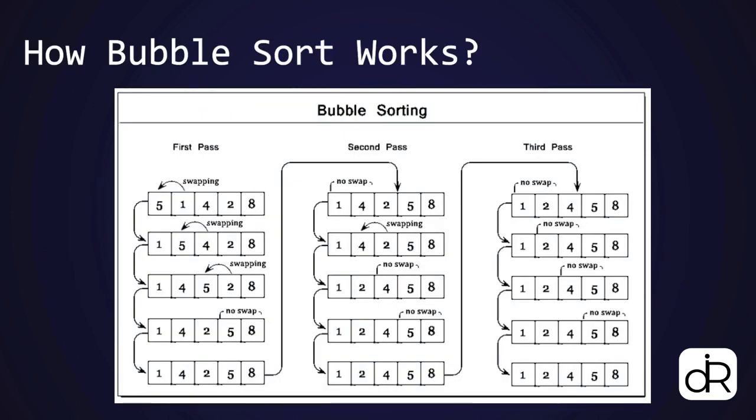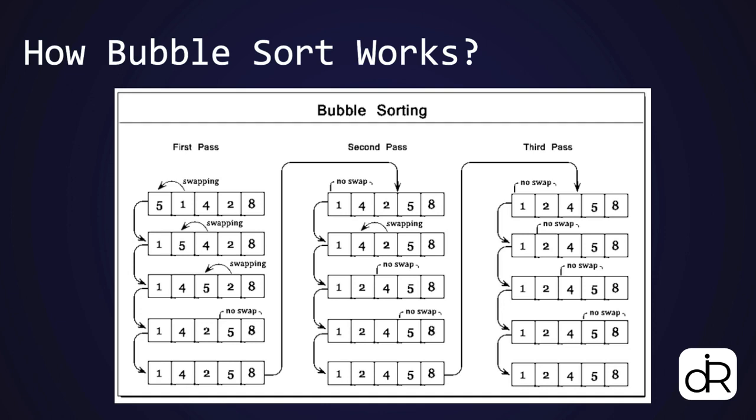How bubble sort works. As you see on the screen, there is this bubble sorting table where there are a lot of passes here: the first pass, second pass, and third pass. In the first pass we have this array that has 5 elements: 5, 1, 4, 2, 8.